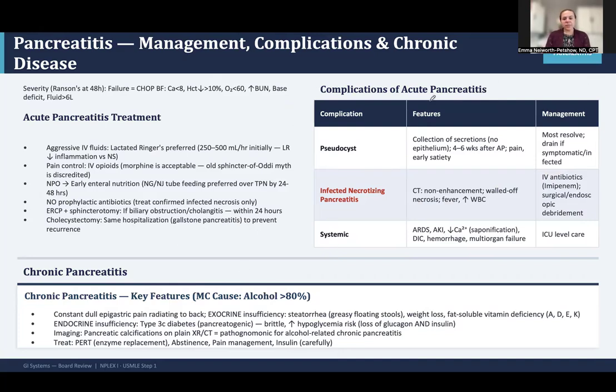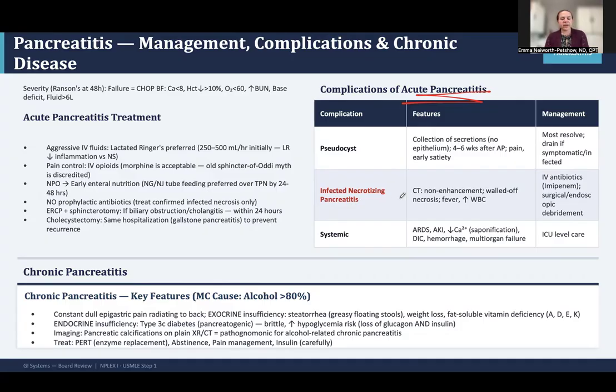Complications of acute pancreatitis, again, we're talking acute, could be pseudocyst or infective necrotizing pancreatitis or systemic. Pseudocyst is just a collection of secretions. This happens a couple weeks after acute pancreatitis, and there's pain and early satiety.